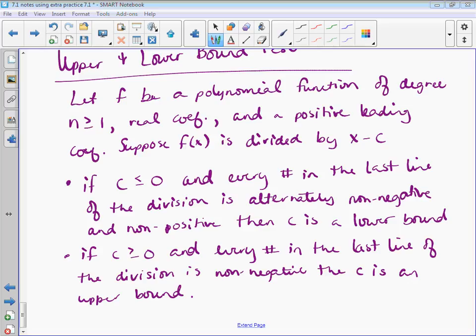So if you see -4, 0, -3, 7, that alternates. Does that make sense? All right, then if that happens, you know c is a lower bound. Then if we check with a c that's positive, we do our division, and every number at the end is non-negative, then c is an upper bound. So if you have 3, 0, 7, 2, that's an upper bound. The zeros get to be included as whatever you need them to be.